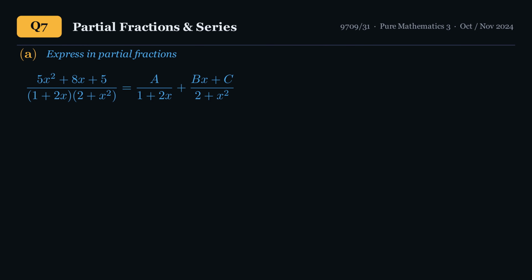The denominator has a linear factor and a quadratic factor, so we use this template. Multiply both sides by the full denominator to clear fractions. Pick x equals minus 1/2 because 1 plus 2x is then 0. That removes the bx plus c term, so a equals 1.